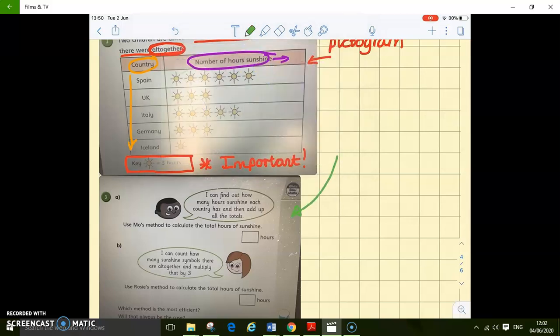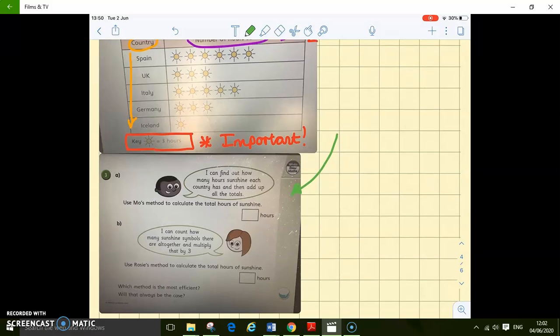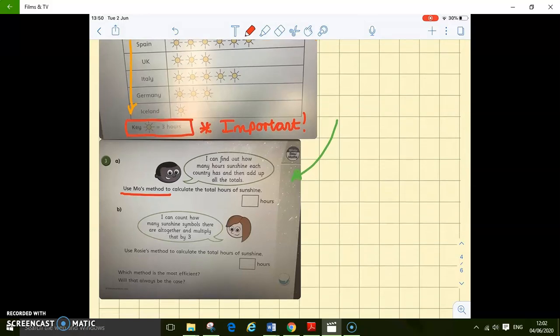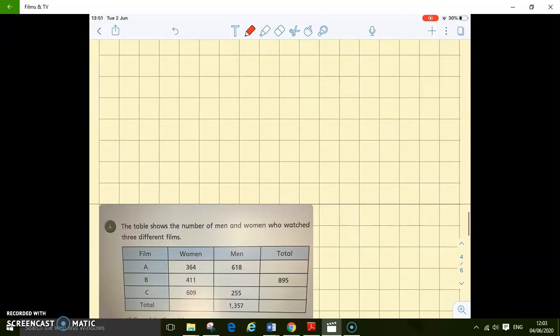Now, Mo and Rosie have used 2 different methods here to calculate how many hours of sunshine there are all together in total for all of those countries. So Mo says that he can find out how many hours by adding up all the totals. Can you use Mo's method to calculate the total hours of sunshine? So that's how Mo does it. He's going to find out by adding up. And then Rosie says she's going to count how many sunshine symbols there are and multiply that by 3. So have a go at using Rosie's method as well, because you need to answer the question, which method, is it Mo's method or Rosie's method, that is more efficient here, that is the quickest for you? I'm going to leave it there for that one.